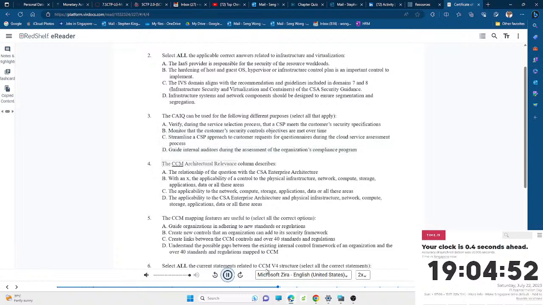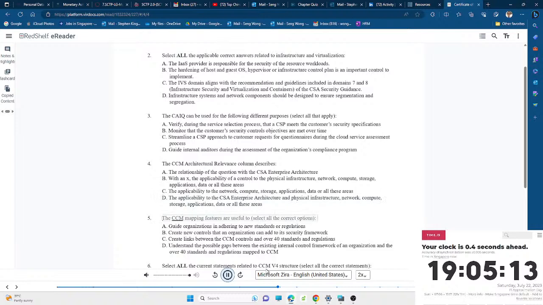4. The CCM architectural relevance column describes: A. The relationship of the question with the CSA enterprise architecture. B. With an X, the applicability of a control to the physical infrastructure, network, compute, storage, applications, data or all these areas. C. The applicability to the network, compute, storage, applications, data or all these areas. D. The applicability to the CSA enterprise architecture and physical infrastructure, network, compute, storage, applications, data or all these areas.